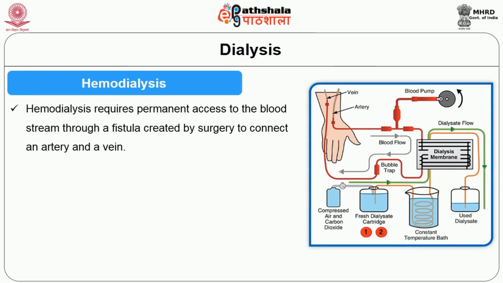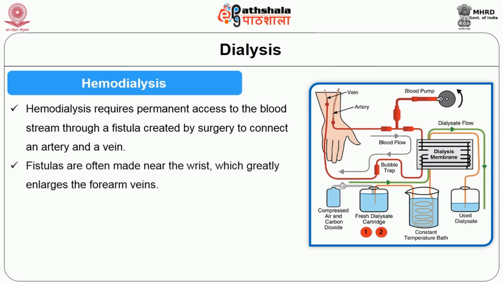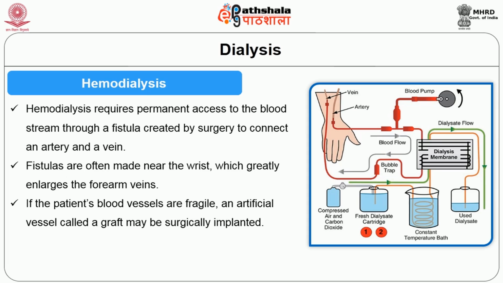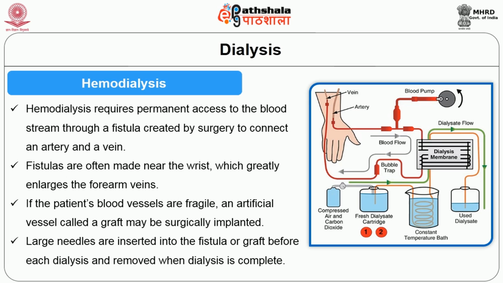Hemodialysis requires permanent access to the bloodstream through a fistula created by surgery to connect an artery and a vein. Fistulas are often made near the wrist, which greatly enlarges the forearm veins. If the patient's blood vessels are fragile, an artificial vessel, which is called a graft, may be surgically implanted. Large needles are inserted into the fistula or graft before each dialysis and removed when dialysis is complete.